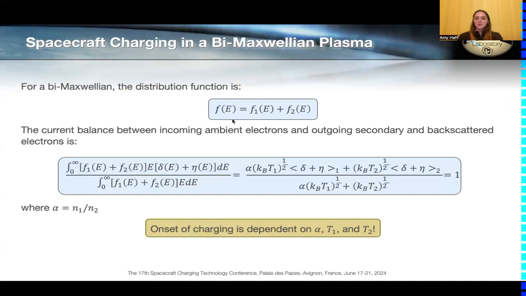A bimaxwellian distribution is the sum of 2 Maxwellian distributions. The simplified current balance shown here is clearly much more complex than that for the single Maxwellian plasma. Rather than being a function of only the temperature, the onset of charging is now also dependent on the electron density ratio alpha, in addition to the temperatures of population 1 and population 2, where T2 is always greater than T1.